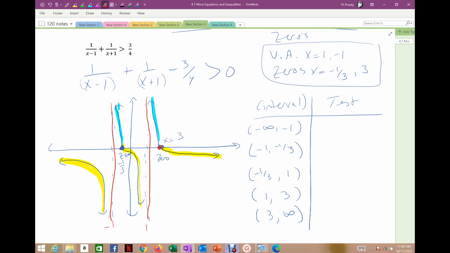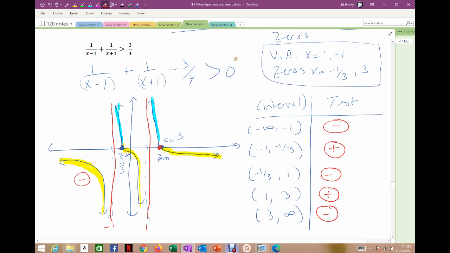And so it's from negative infinity to negative 1, well that's this piece and it's negative. Right? So it's negative there. There's a small piece right between my negative 1 and my negative 1/3. That's this blue piece here. It's just a small piece. Well, that small piece is positive. And then there's this yellow piece where it's negative between negative 1/3 and positive 1. And then there's this small piece where it's positive again between 1 and 3. And then there's this yellow piece where it's negative between 3 to infinity.